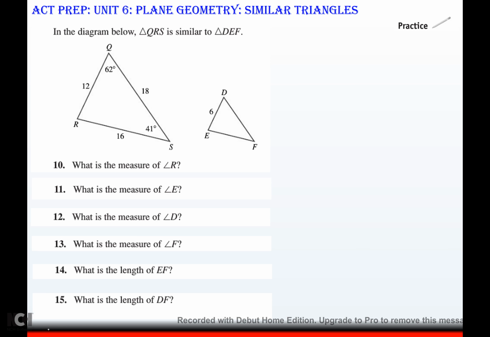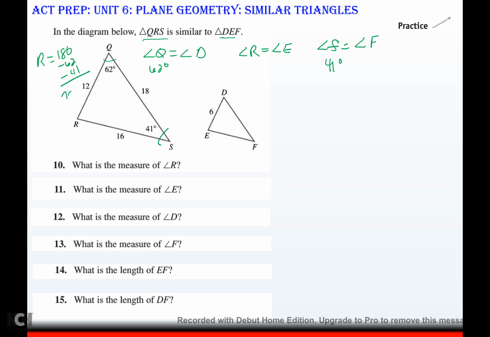All right, more of the same. They're telling me that QRS is similar to DEF. So angle Q is equal to angle D, angle R is equal to angle E, and angle S is equal to angle F. Well, I know that Q is 62 degrees. I know that S is 41 degrees. To figure out R, I just have to do 180, take away 62, take away 41, and I get 77 degrees.